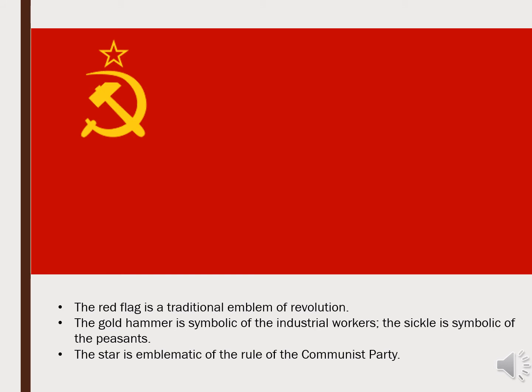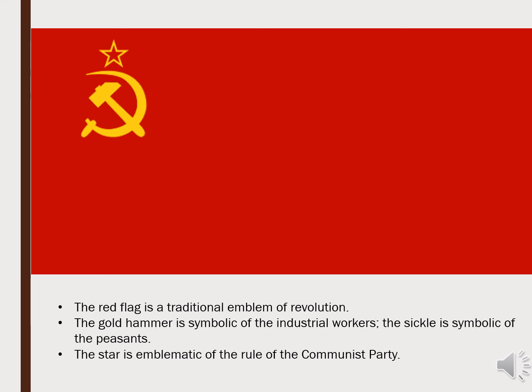The hammer is the symbol of the industrial workers. The sickle, which was used to cut grain, is the symbol of the peasant farmers. So these are the symbols of the people of this new Soviet nation, the workers and peasants of the Soviet Union. And you'll hear in speeches by the Soviet leaders, they refer to that: the peace-loving workers and peasants of the Soviet Union, and so on and so on.